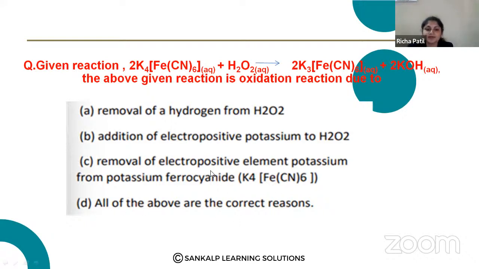So what is it? You can see there is a removal of electropositive element. So the answer is this third one, C: removal of electropositive element potassium. Here it is K4, here it becomes K3, so there is one less. One electropositive element has been removed. So the correct answer is C. So it is from the definitions.